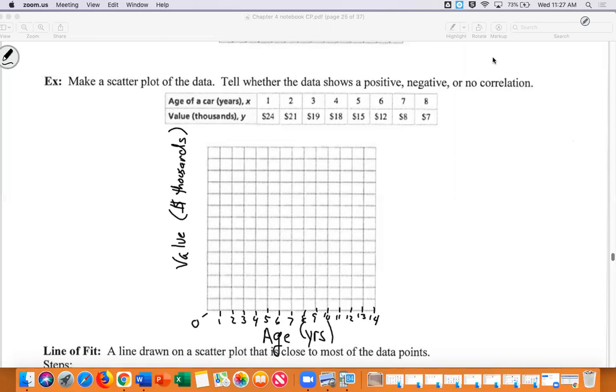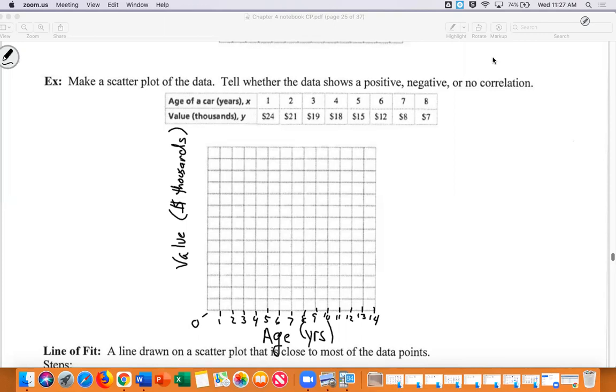Joey, are you getting this? And now you have to count my blocks going up: 1, 2, 3, 4, 5, 6, 7, 8, 9, 10, 11, 12, 13, 14. I have 14 again. What's my smallest value? 7. And what's my largest value? 24.